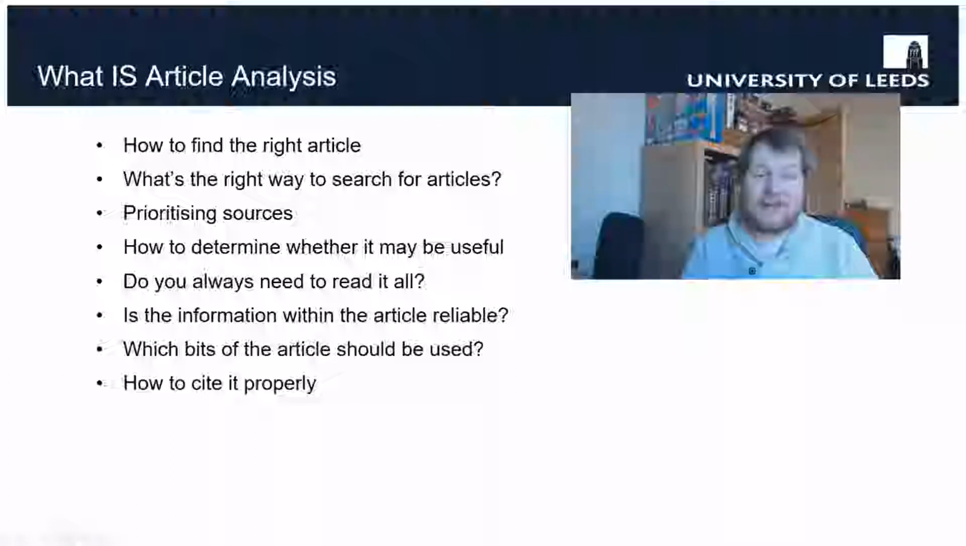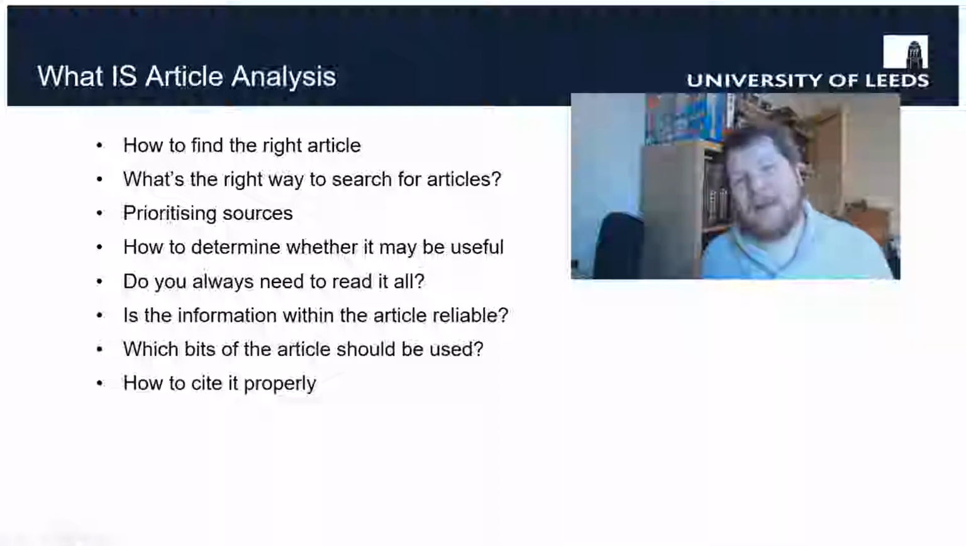Once you've prioritized your sources, you need to determine whether those sources themselves are actually going to be useful to your project. And that might seem like that's the wrong way round, that you should decide whether they're useful and then prioritize them. But you're not always going to know very quickly. Some things take a little bit longer to work out. So create a vague hierarchy first, and then you can get rid of some of those titles if they turn out to be useless.